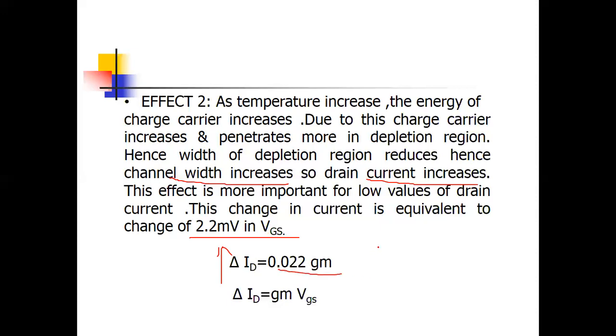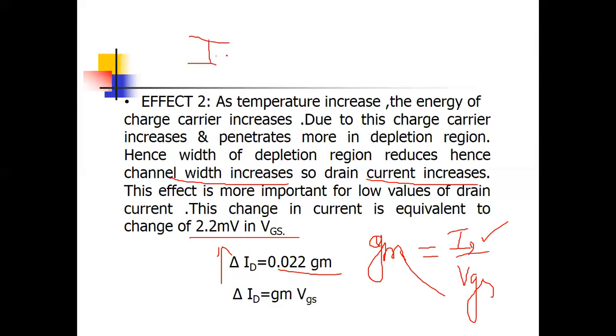Why can we write this? Because GM is the transconductance, and if you remember the formula of transconductance, GM is equal to the ratio of ID upon VGS. So if ID is changing, in short GM is changing. So ID is basically GM into VGS.